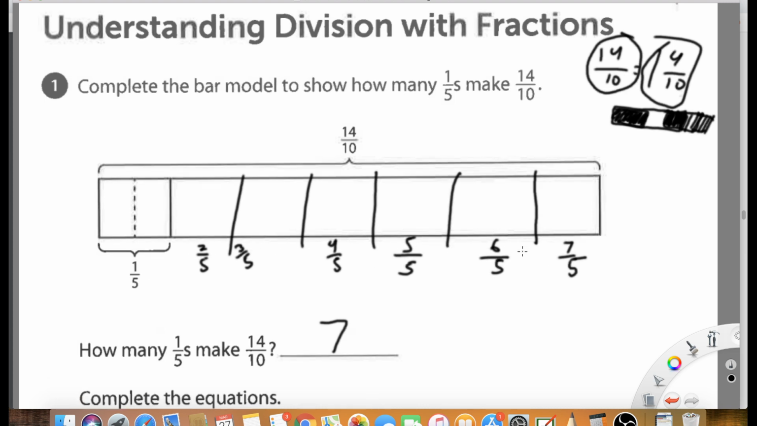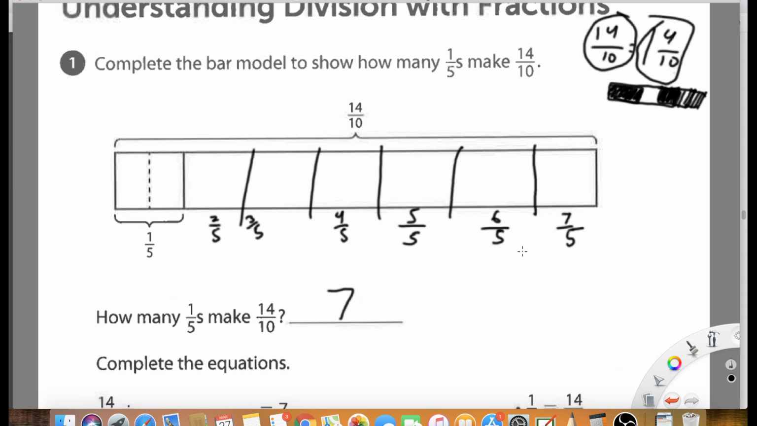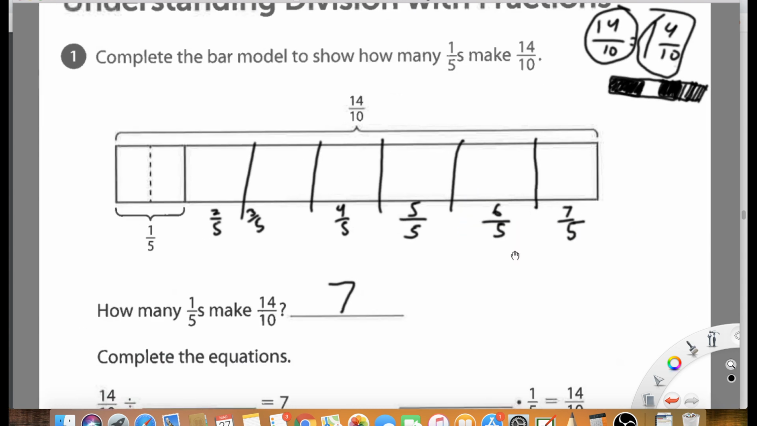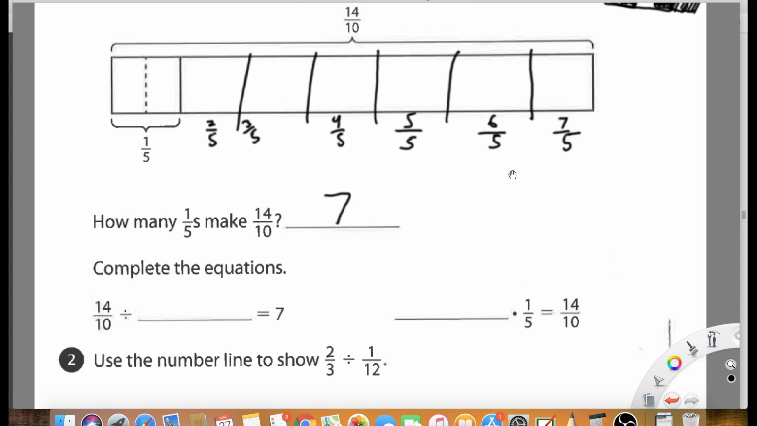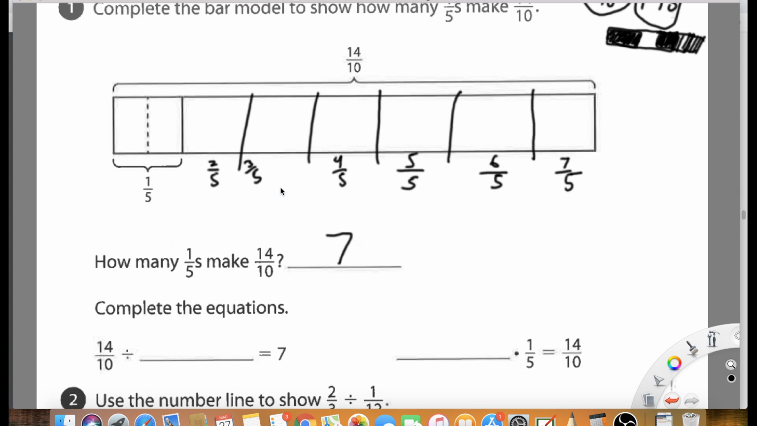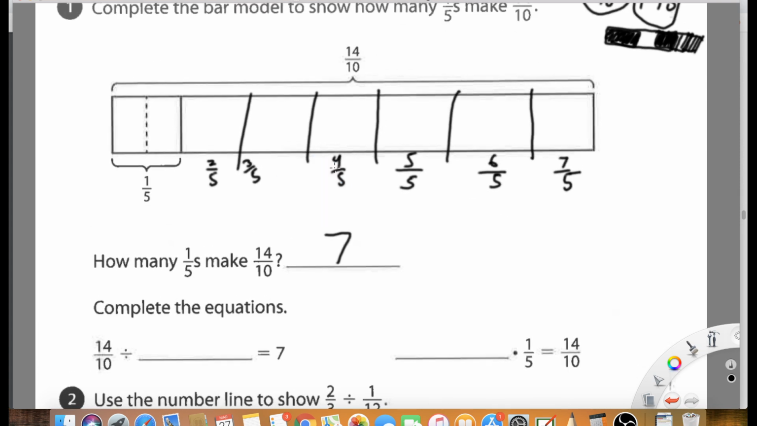Now the next part says complete the equations. It says 14 tenths divided by, and that's what we divided by. We divided by the fraction of fifths. So we divided by 1/5. And when we did this, we have 7. Now, the opposite of this would mean that if I multiply 7 by 1/5, I would get 14 tenths. And that would be true.